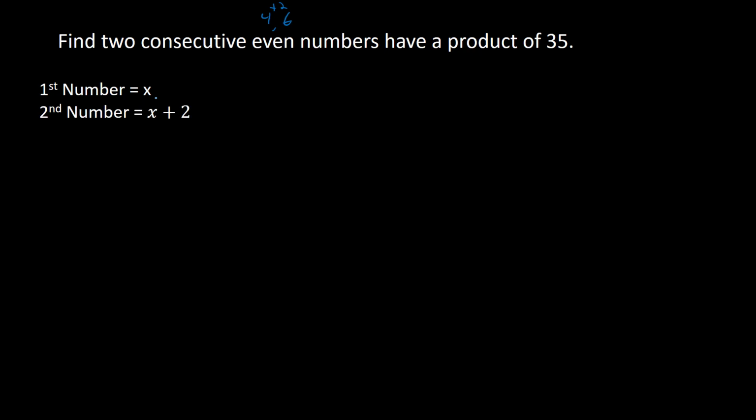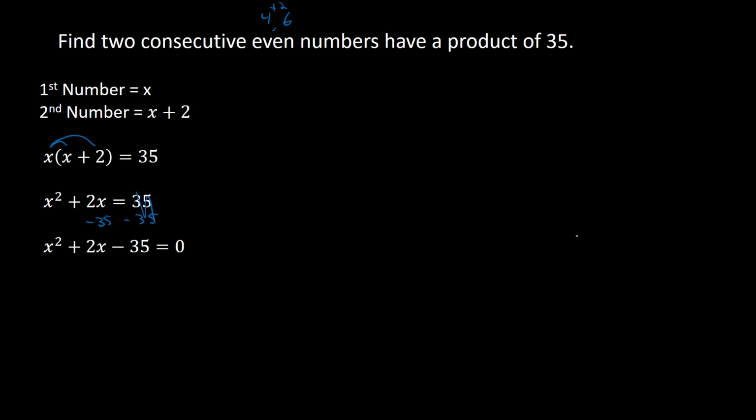So the first number is x, and if we add 2, we get the next number. And it says the product is 35. So we multiply x times x plus 2, that equals 35. So then I can solve this. x times x gives me x squared. x times 2 gives me 2x. And then we want to set this equal to 0 by subtracting 35 from both sides. Now we have x squared plus 2x minus 35 equals 0.